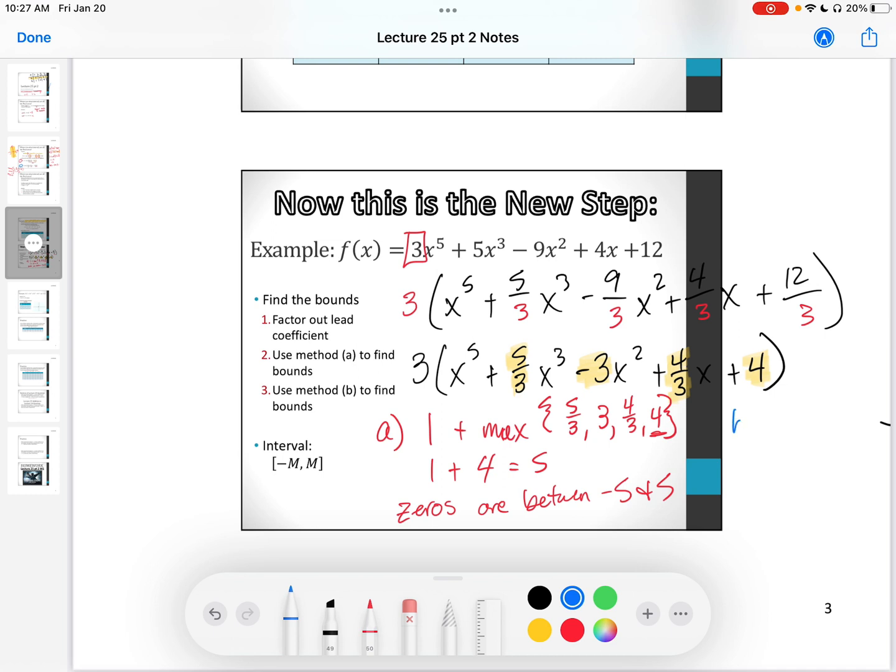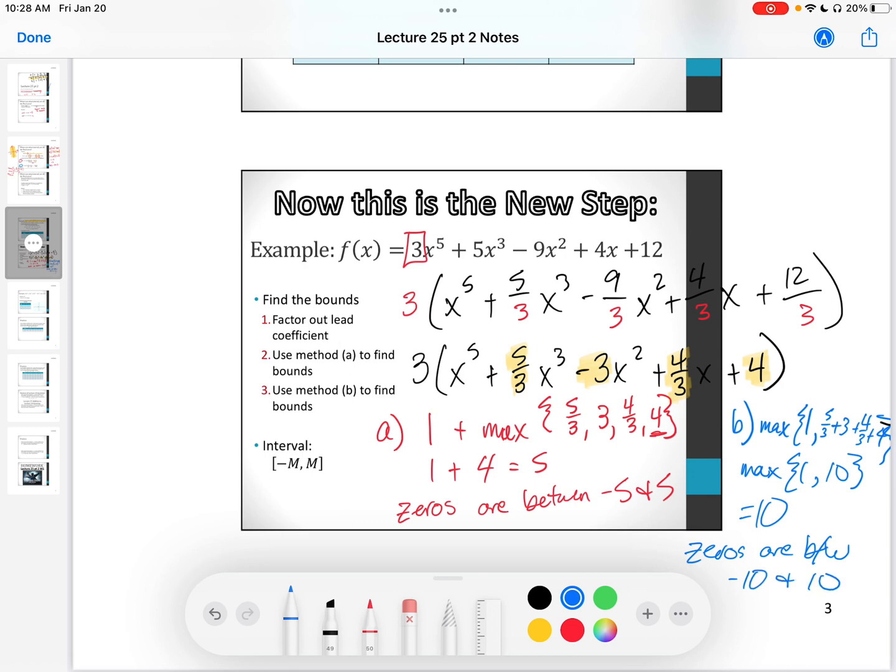If you want to do B, remember, B is the max of 1 or the sum. So I'm going to do 5/3 plus 3 plus 4/3 plus 4. Okay, so that would be the max of 1 or the sum. 5/3 and 4/3 gives me 9/3. 9/3 is just 3, so 3 plus 3 is 6, plus 4 is 10. What is the max between 1 or 10? Well, that would be 10. So part B is telling us that the zeros are between -10 and 10.